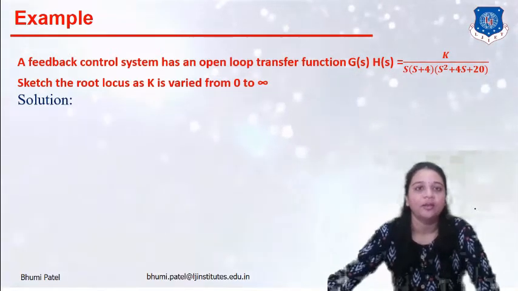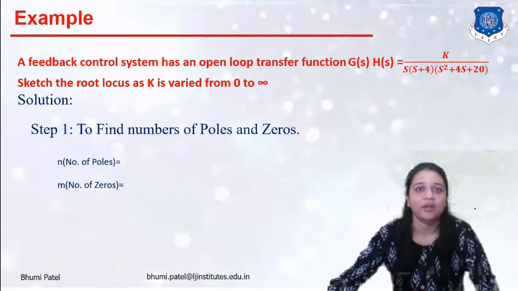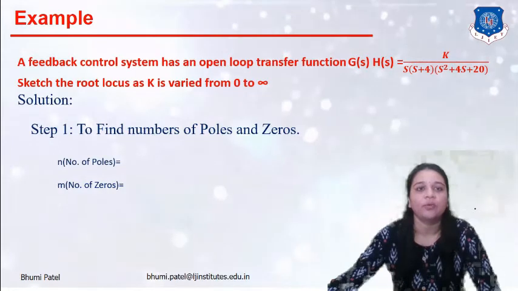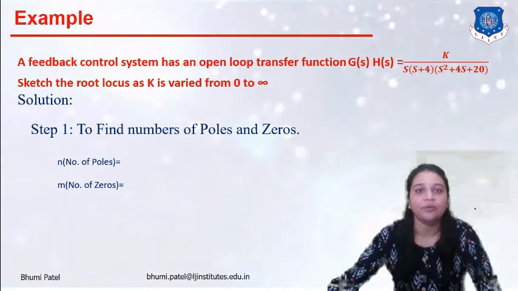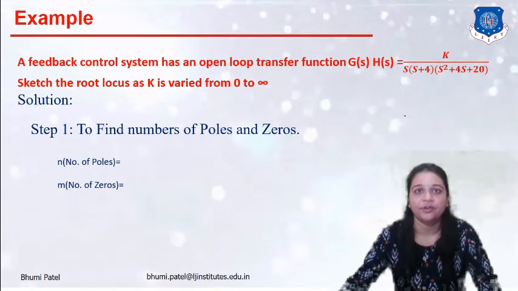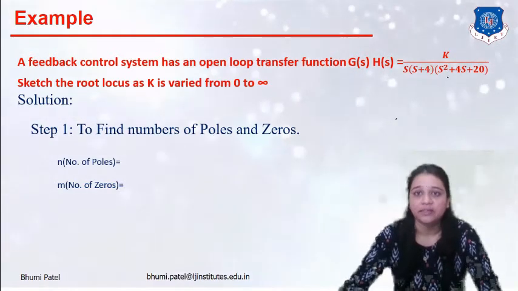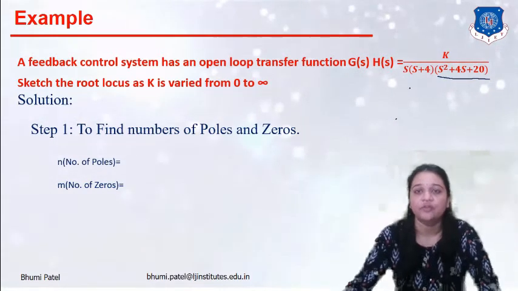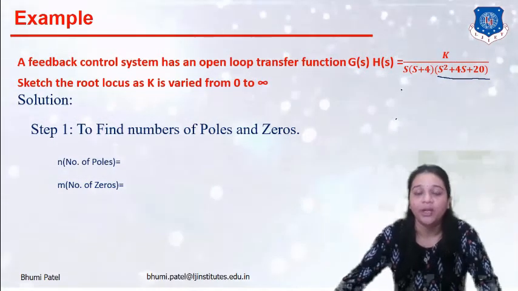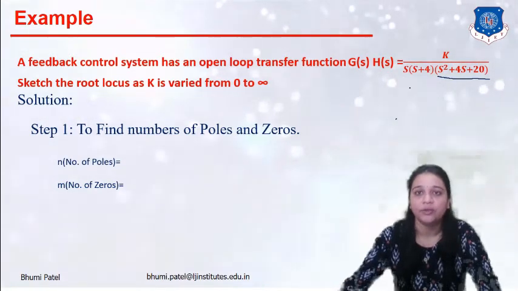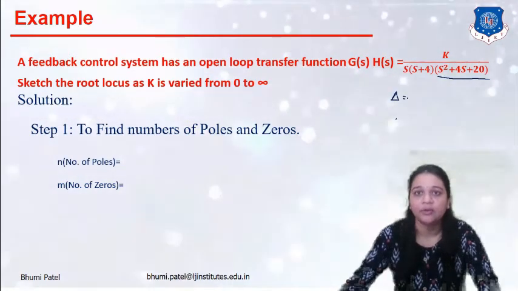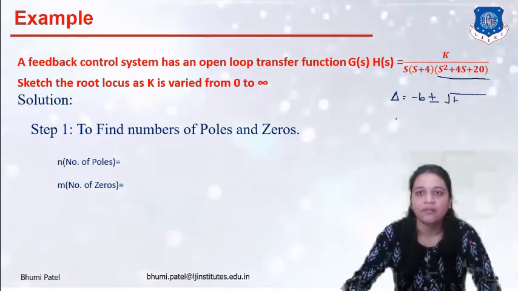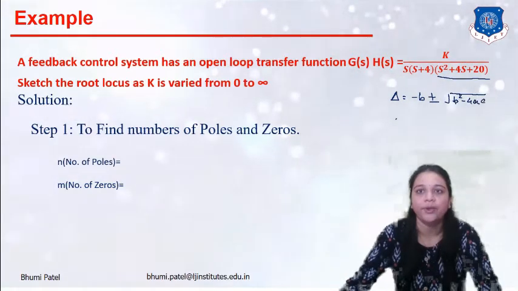So first of all, solution step number 1: we have to find the number of poles and zeros. So n is equal to the number of poles and m is equal to the number of zeros. Here you can see that the quadratic in the denominator is s square plus 4s plus 20. First we have to find the roots of this, using s is equal to minus b plus or minus under root of b square minus 4ac upon 2a.